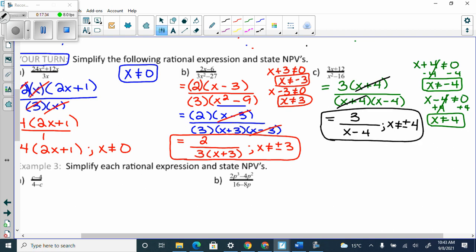How'd you do on those? I don't care how you did yesterday. How do you do now? Do you feel okay with it? All right. Thumbs up if you feel okay. You can do really small thumb if you really want. Okay. So, we're going to look at example 3 right below it.